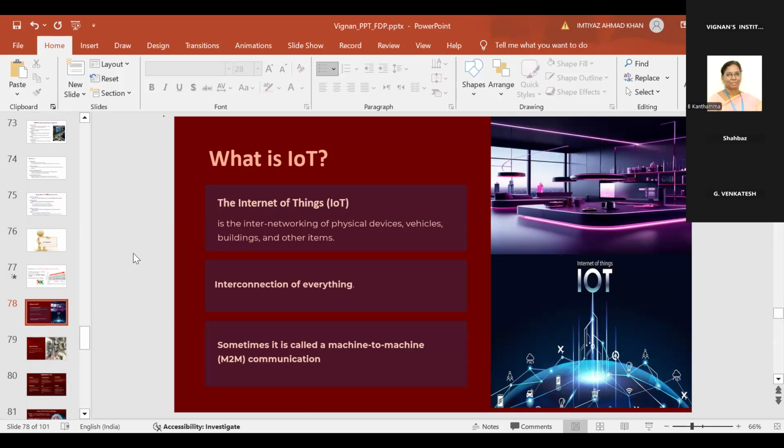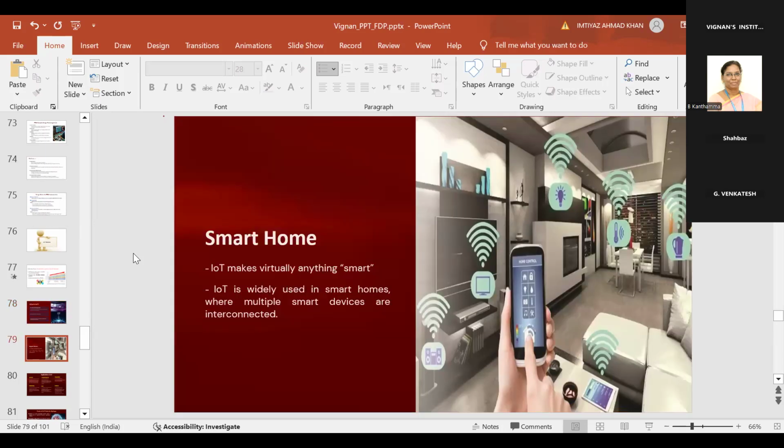And this kind of work you can use for healthcare applications. IoT is the inter-networking of physical devices, vehicles, buildings, and other items. Interconnection of everything, so interconnection is more dense. We can use ternary circuits because of fewer interconnections. A smart home project is one you can use for IoT devices.